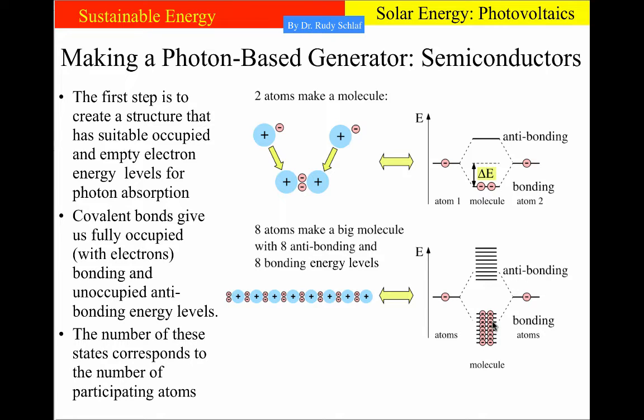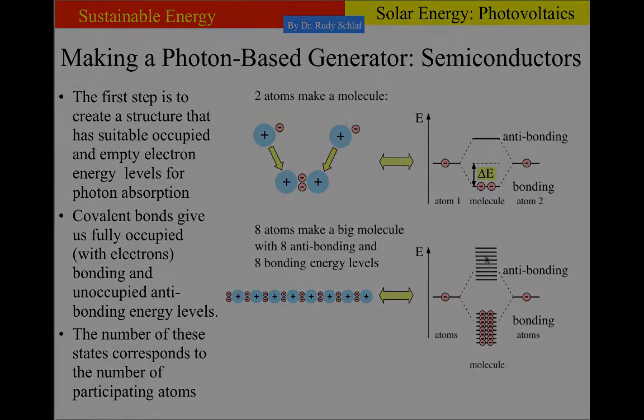So once we have a material like this, it is obvious that if we shoot photons in here that have an energy that is larger than the energy difference between the highest of the bonding and the lowest of the anti-bonding states, we can start moving electrons into a higher energy state, and that is the foundation for our generator.